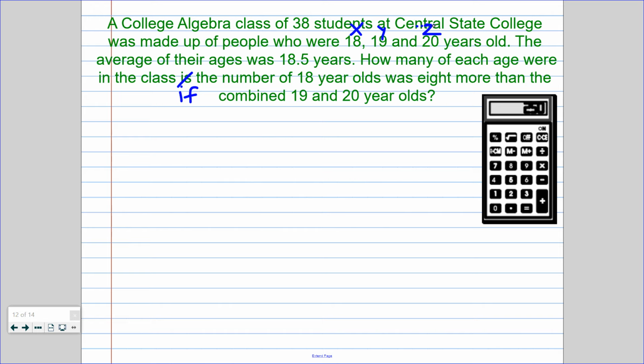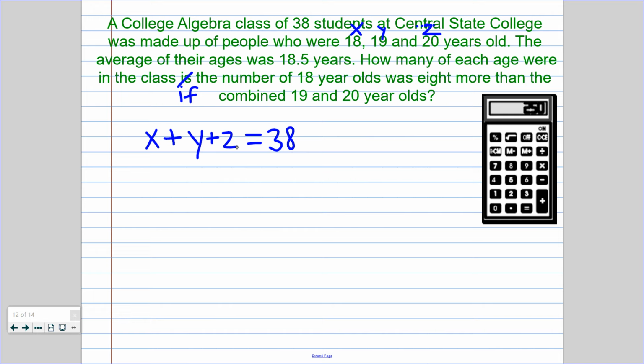All right, so because we have 3 variables, we need 3 equations. The first piece of information I was given, a college algebra class of 38 students, was made up of 18, 19, and 20-year-olds. So that 38 is a total, and it's number of students, which is what our X, our Y, and our Z stand for. So that's equation number 1.